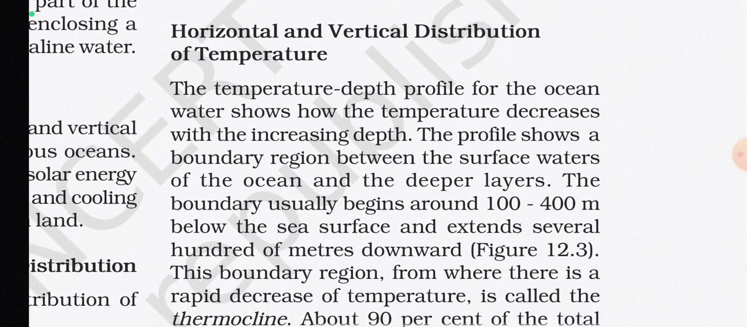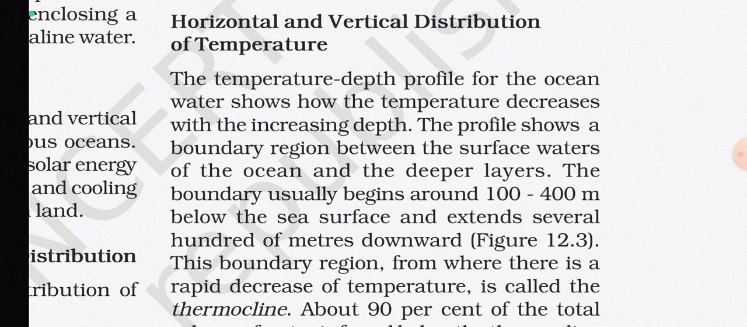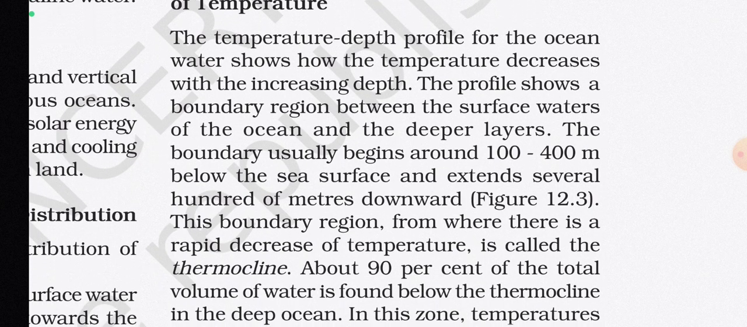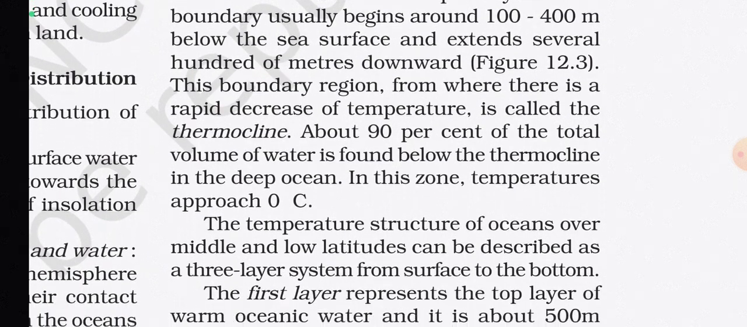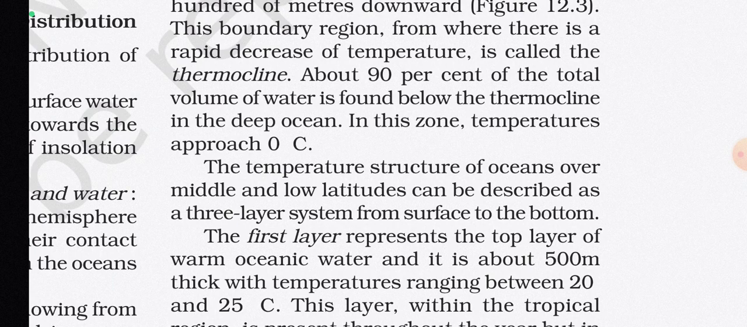Horizontal and vertical distribution of temperature. The temperature depth profile for the ocean water shows how the temperature decreases with the increasing depth. The profile shows a boundary region between the surface waters of the ocean and the deeper layers. The boundary usually begins around 100 to 400 meters below the sea surface and extends several hundred meters downward. This boundary region from where there is a rapid decrease of temperature is called the thermocline.